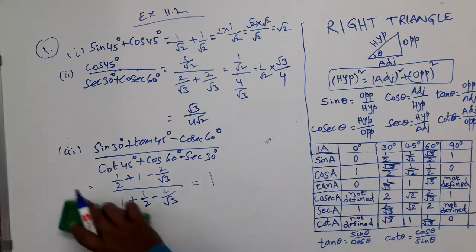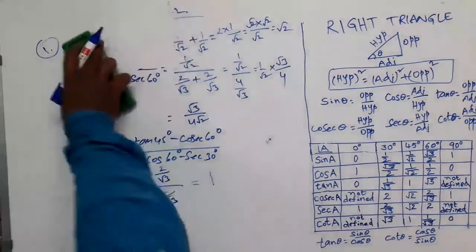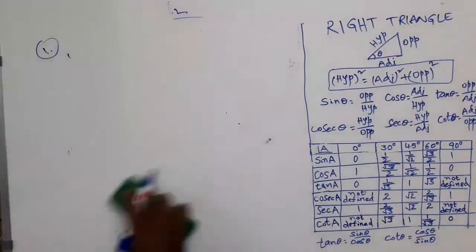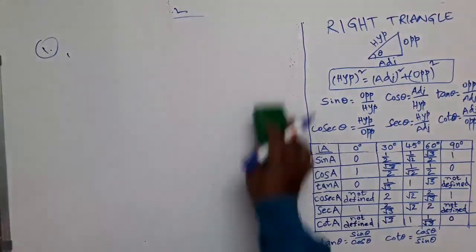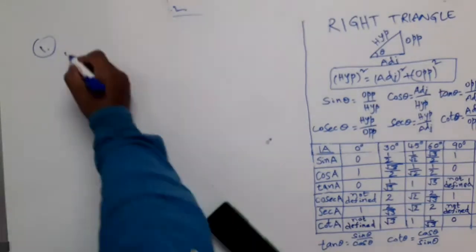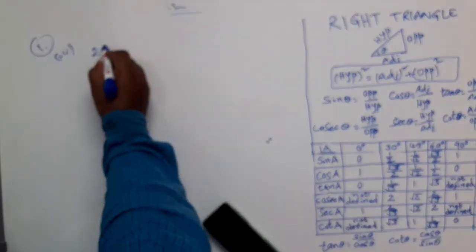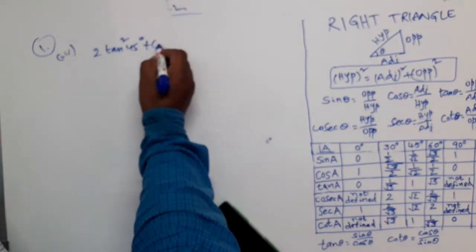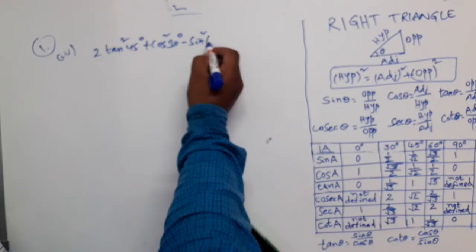This is the third part. Let us see the fourth part of this question. See in your textbooks: 2 tan square 45 degrees plus cos square 30 degrees minus sin square 60 degrees. You are supposed to find the value of this.